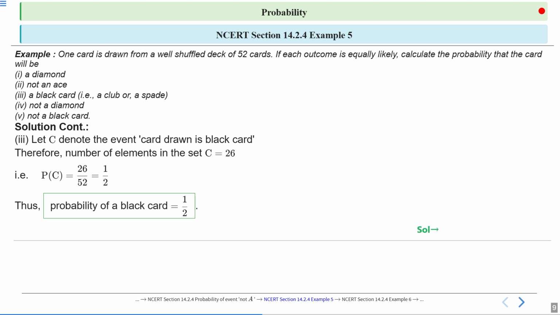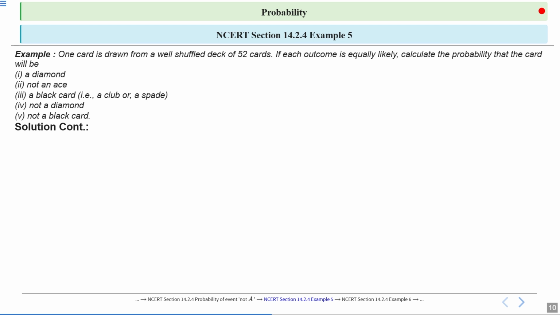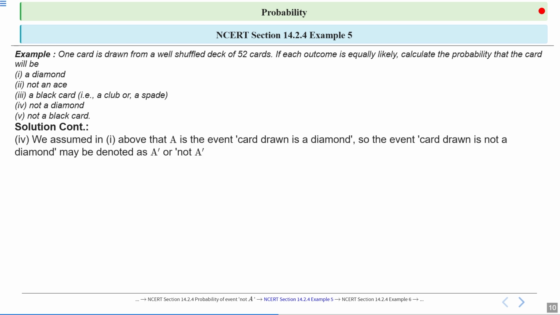Now we will calculate the probability that the card will not be a diamond. We already calculated the probability that the card will be a diamond. So we assumed above that the event A is that the card drawn is a diamond. The event that the card drawn is not a diamond may be denoted as A complement, or not A.